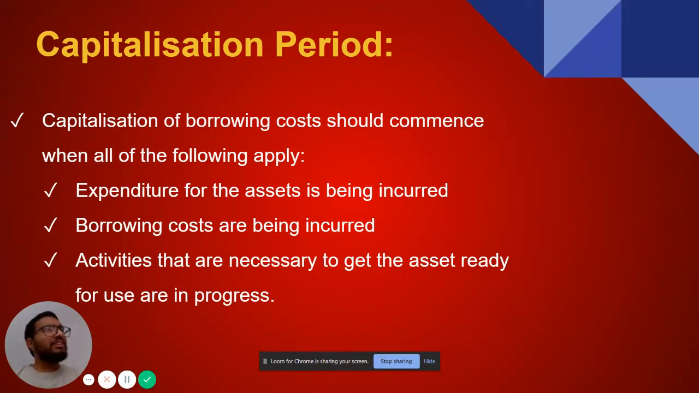Similarly, the activities which are necessary to get that particular asset ready for use are in progress. That means getting the materials onto the site and organizing the workforce so that the asset is completed within a particular time. That is another crucial thing we always need to remember about the capitalization period. The expenditure on the asset is being incurred, which is purchasing the materials and so on, and the borrowing cost associated with that asset is being incurred as well. The lender is charging its interest.